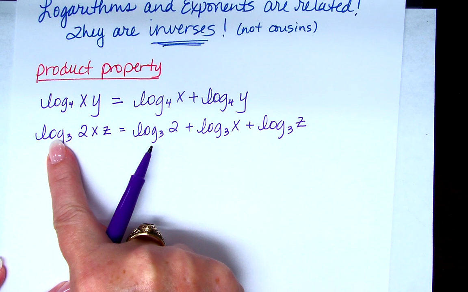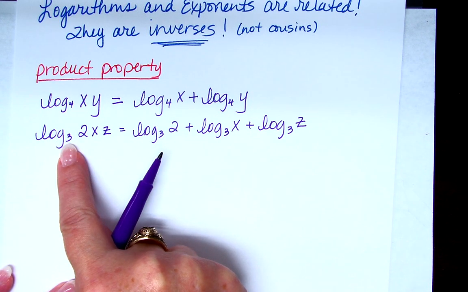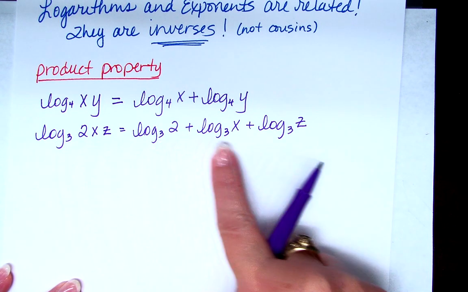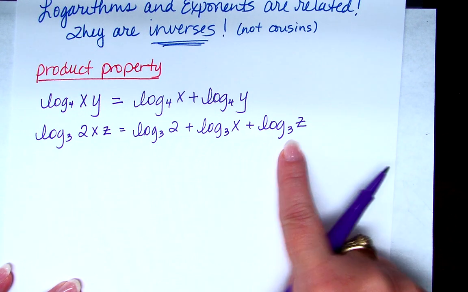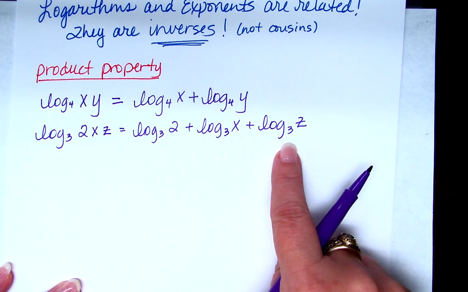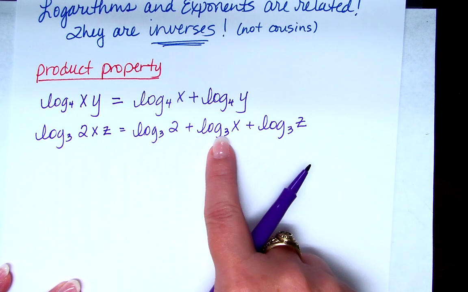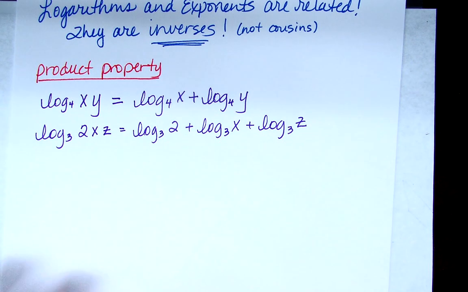Now, what base is this logarithm? 3. So what base should every single one of these logarithms be? They should all be 3. This is not going to be 3 and 4 and 5 or something like that. Whatever log base this is, that's what this one is, that's what this one is, that's what this one is. Does that make sense? Okay.